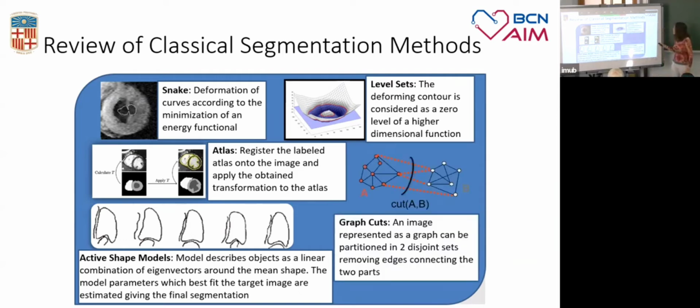And the ones that we want to focus on in this presentation are graph-based segmentation. So I started with the classical one that everybody knows. An image is represented as a graph and can be partitioned into disjoint sets by removing edges connecting the two parts. As you can see here, we will go into detail on this type of graph.